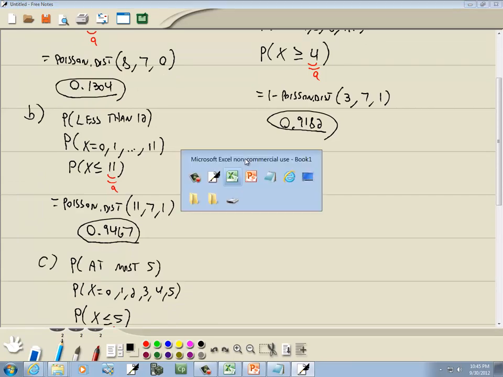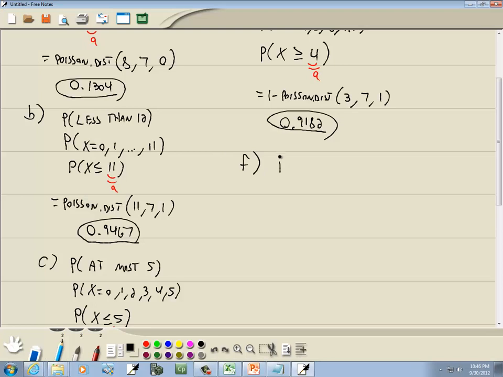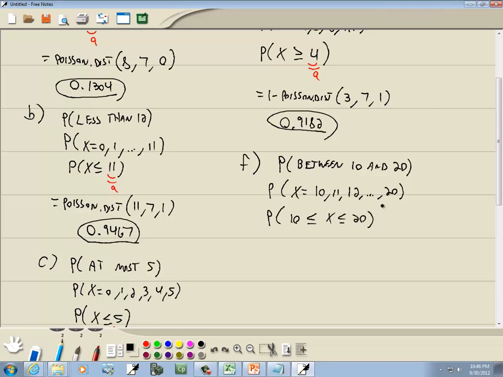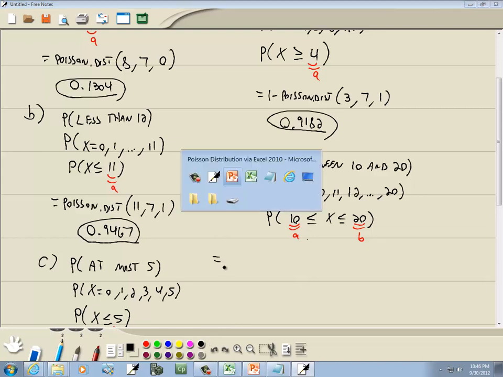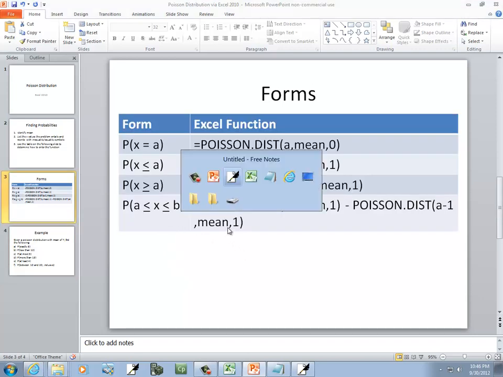Okay. And let's look at F. It says between 10 and 20. And it says inclusive, so it includes 10 and 20. Well, let's list out those x values. That'd be x is equal to 10, 11, 12, all the way up to 20. Writing this in terms of inequality symbols, that'd be 10 less than or equal to x, less than or equal to 20. That's what that represents. Well, 10 is our A, and 20 would be our B. And that's going to be our last type here, probability between A and B.